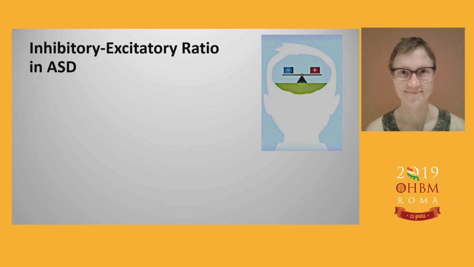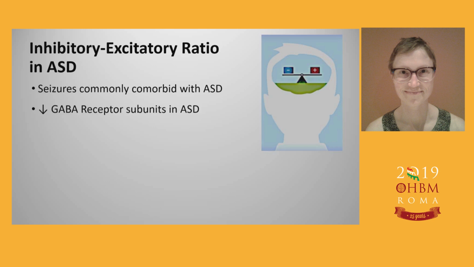For instance, seizures are commonly comorbid with autism. There has been found to be a decreased GABA receptor subunit concentration in ASD. There is less of GAD, the enzyme that produces GABA from glutamate, in ASD.